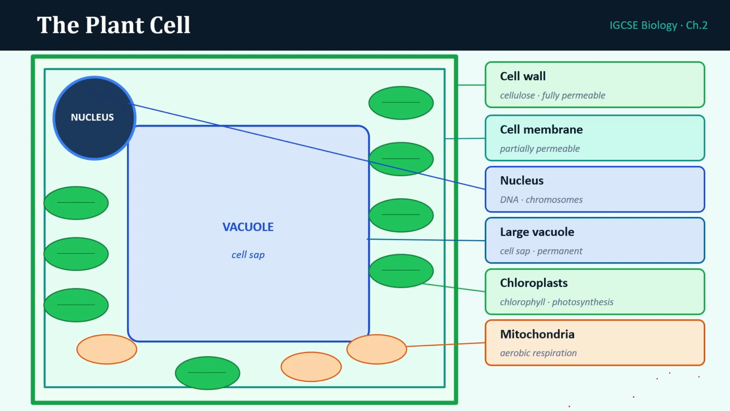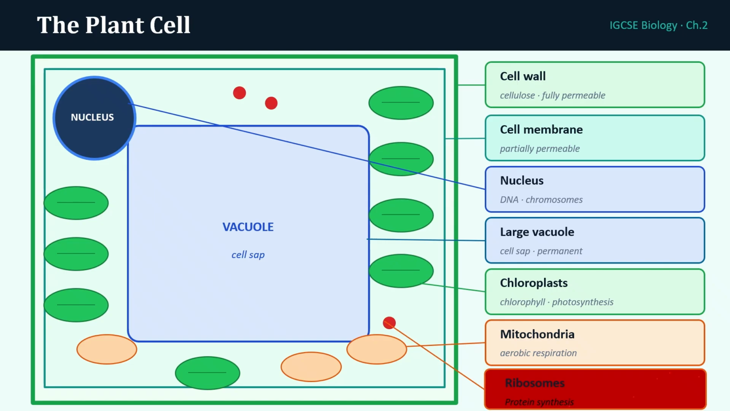The orange ovals are mitochondria, the powerhouse of cells, and the tiny red dots are ribosomes, which are involved in protein synthesis just like in animal cells. You have to remember one key point: the irregular shape of animal cells is because they have no cell wall. But the plant cells have a rectangular, fixed, rigid shape because of the presence of the cell wall.